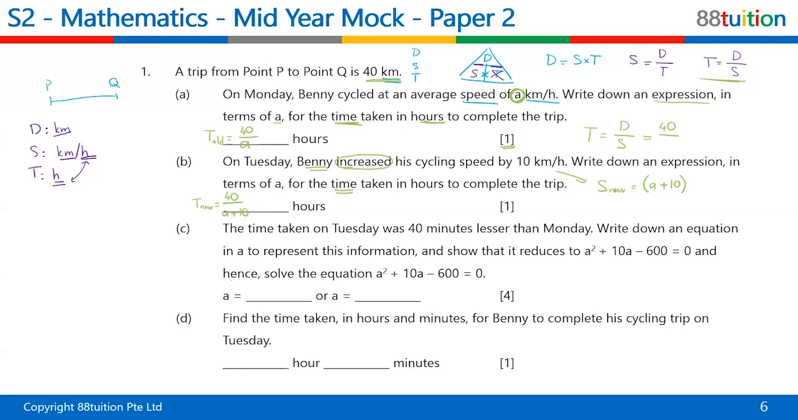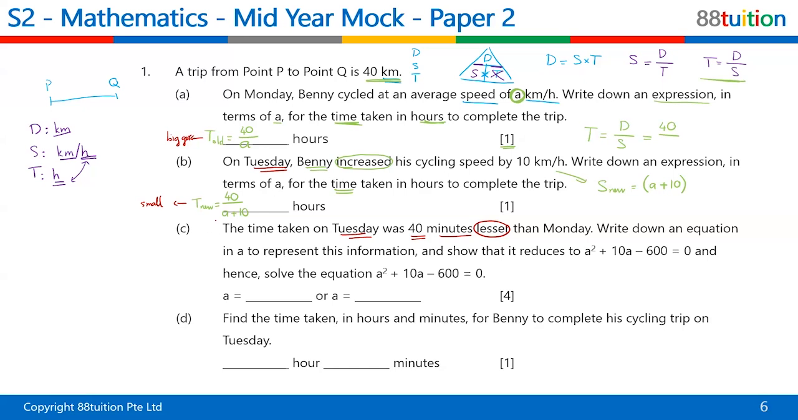Okay, everyone, this one is easy so far, right? Now, the question says the time taken on Tuesday, the second one, the new time, was 40 minutes lesser than. Lesser than means smaller, all right? So this one is supposed to be the smaller one, and this one is supposed to be the bigger one. So we have to be careful when we want to combine our function.